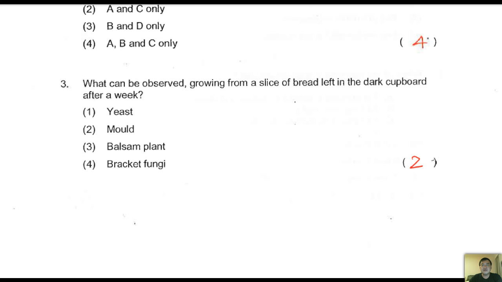What can be observed growing from a slice of bread left in the dark cupboard after a week? Here, dark simply means the moisture level can be kept very consistent. If you put it near the sunlight, probably the water will definitely evaporate. So when a slice of bread is left in the dark cupboard, most probably the moisture is contained, and the food is being taken in from the bread. All right, it's definitely the mold. Yeast does not really grow or multiply this way. Not the plant, not the bracket fungus. So the answer is 2. All right, let's carry on.